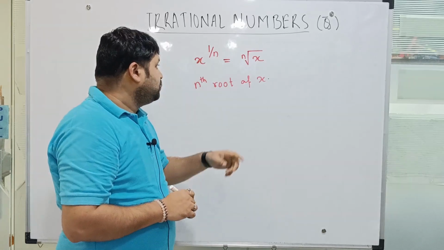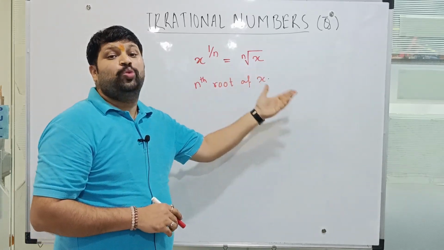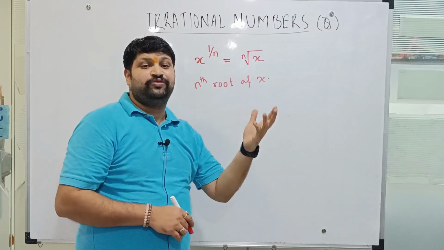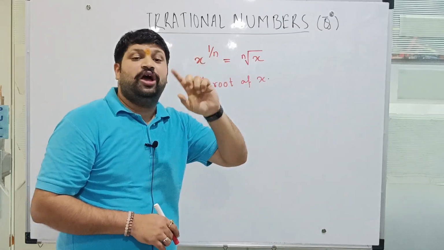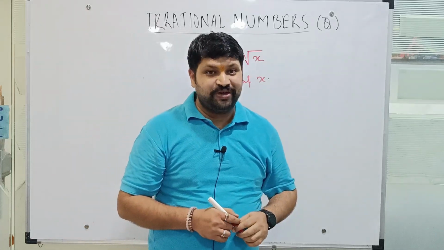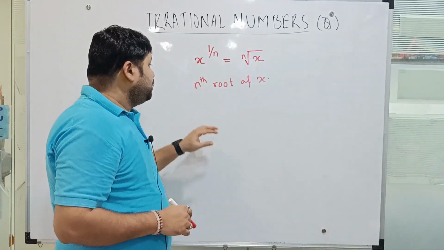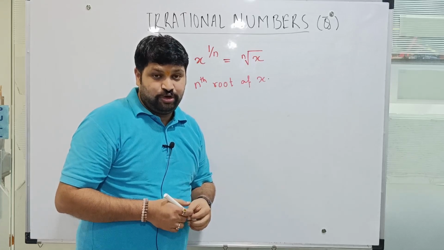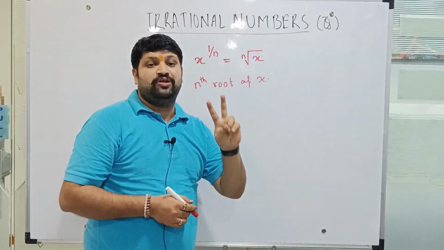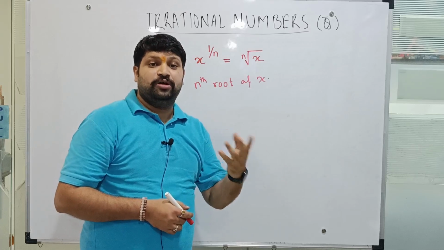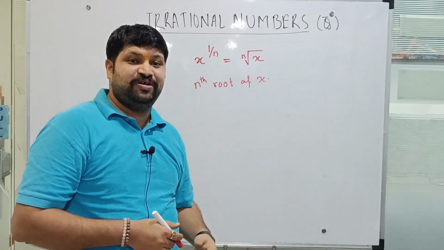So square root is the second root, cube root is the third root, then we have fourth root, fifth root, and so on and so forth. And all of them are going to be surds if they don't have a perfect value. Here, this n is called the order of the surd. So the order of a square root is always 2, order of a cube root is 3, order of a fourth root is 4, fifth root is 5.